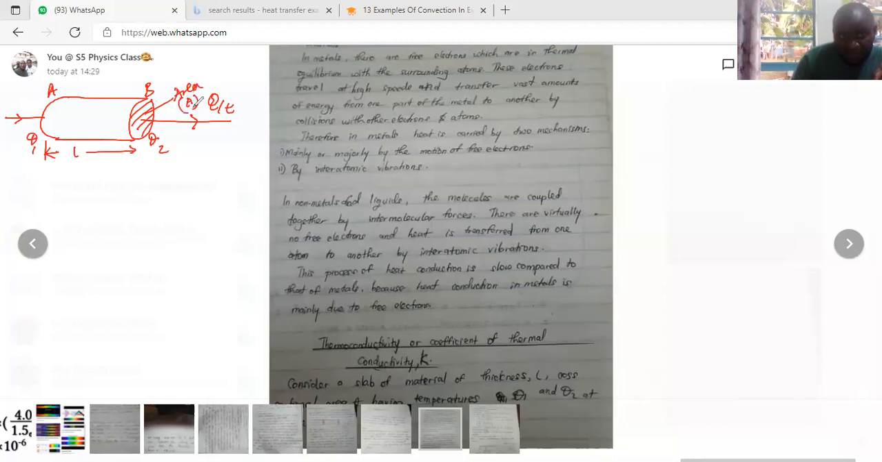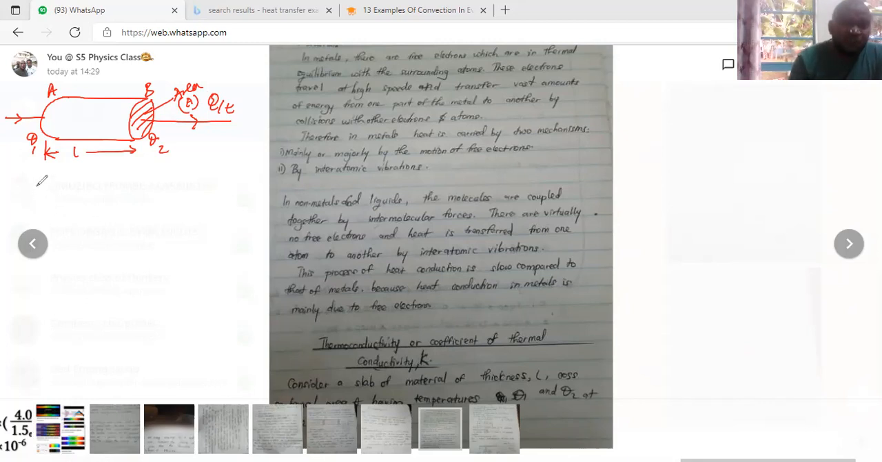Let me call it capital A also. Now at B, why is the heat not the same as at A? It's because some of the heat energy has been lost along the way, as the carriers are colliding with other electrons, if it's a metal, and the atoms which are fixed in solids are also vibrating with other atoms. So the rate of vibration at A is higher than the rate of vibration at B. All those account for the differences in temperature.